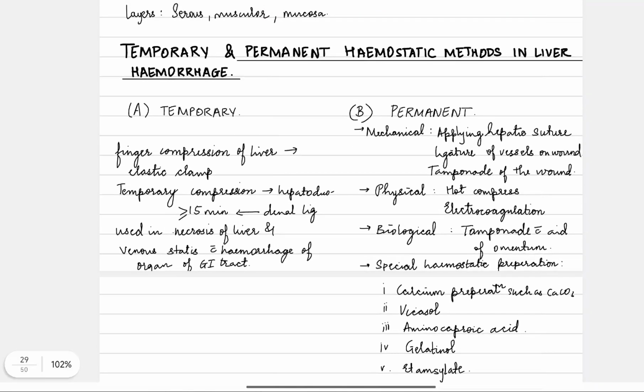Now next is temporary and permanent hemostatic methods in liver hemorrhages. Temporary and permanent methods are there. Temporary: finger compression of the liver, elastic clamp. Temporary compression of the hepatoduodenal ligament, which should not be more than 15 minutes, is used in necrosis of the liver and venous stasis with hemorrhages of the organ of the GI tract.